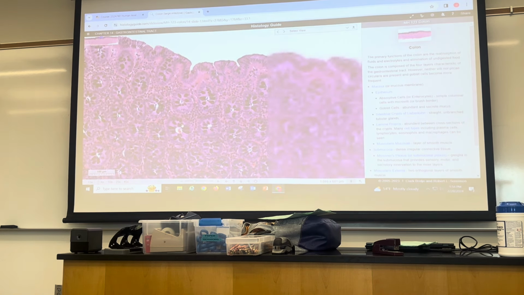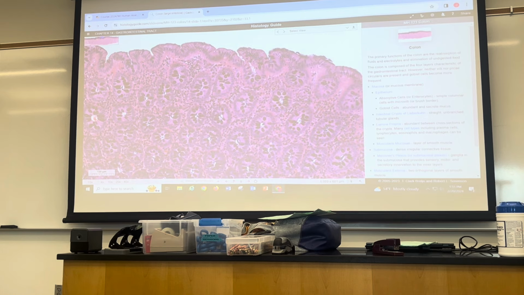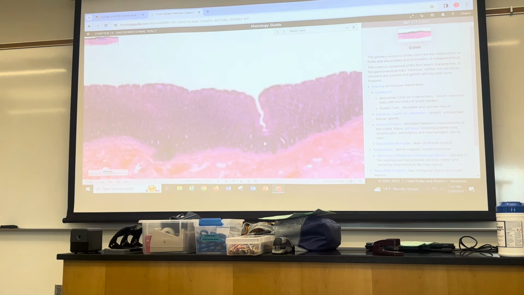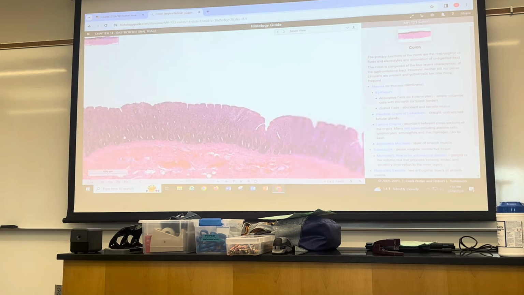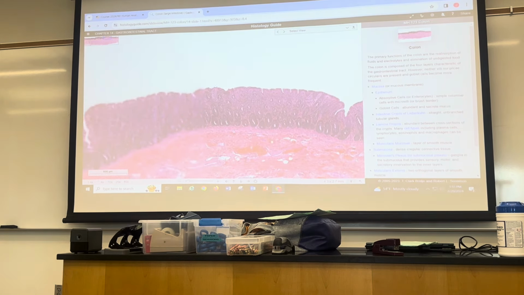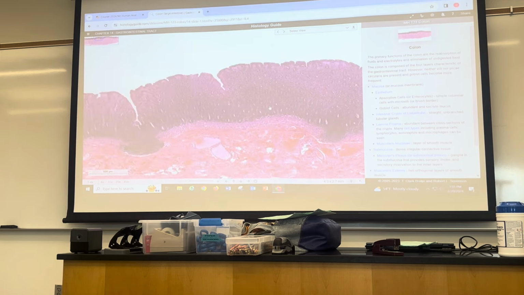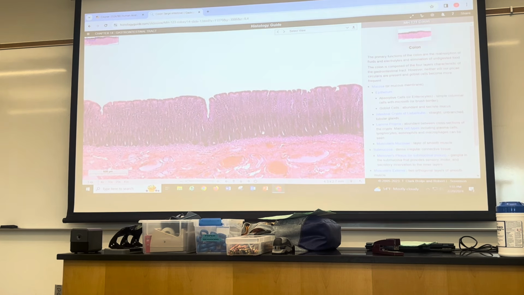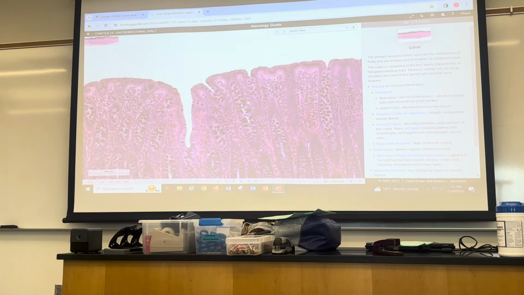Remember, this is the one that you can make the joke that it looks like really nice bathroom wallpaper, because it's all flowers. Or sometimes you'll get it where the crypts are in longitudinal section if you're really lucky, like this.